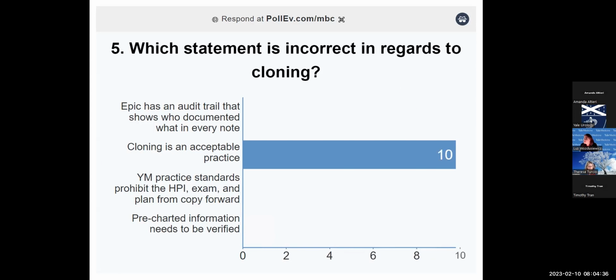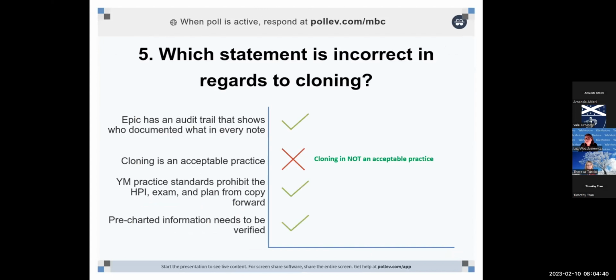So, the true definition of cloning, where nothing changes, is not an acceptable practice at Yale Medicine. Yale practice standards prohibit the use of the copy functionality for the chief complaint, HPI, and exam. This should be newly documented for each visit. Epic has a hover feature. We can see all contributors of the note and, in most cases, where the information originated.